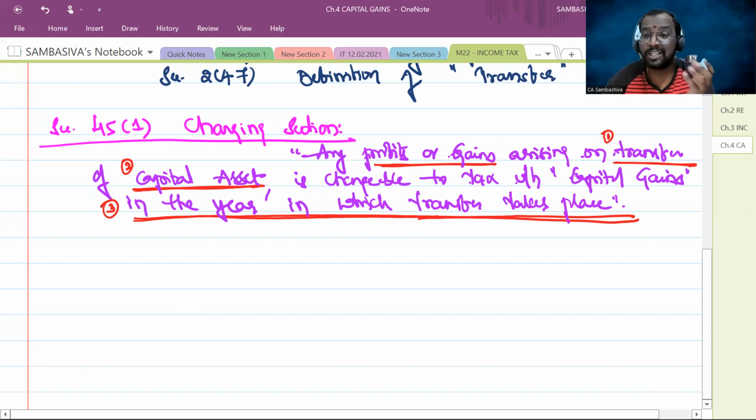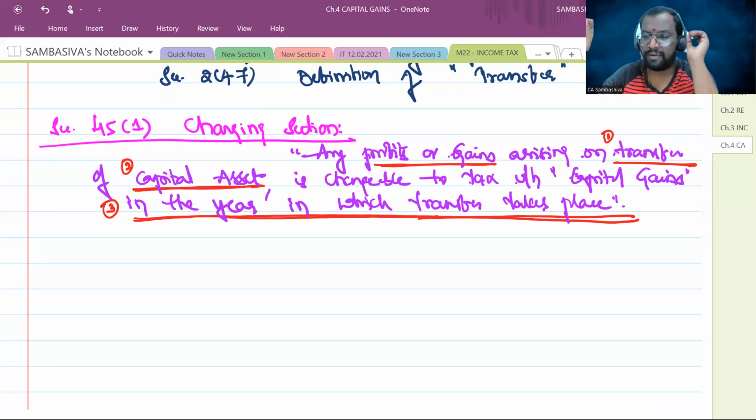Clear, sir? So any profits or gains arising on transfer. Transfer of what? Transfer of capital asset. So whenever you're transferring a capital asset, on such transfers, if you're getting any profit or any gain, that gain is chargeable to tax under the head capital gains. But when? In the year in which the transfer takes place. Clear, sir? Everyone of you.